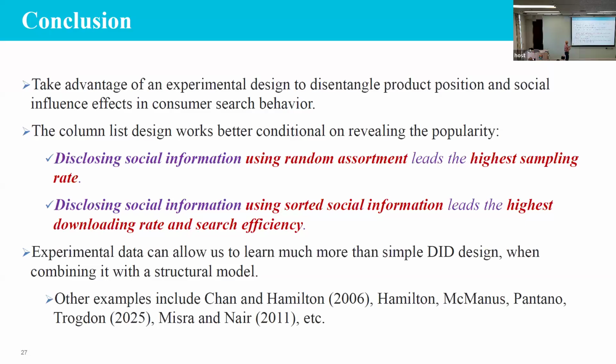And you might be able to see that data not designed for that initial purpose can actually give you a lot of information. And in this particular case, it allows us to learn a lot more about how consumers search. Now we have 2 learning points here, 2 particular conclusions. One is that disclosing social information using random assortment will lead to a higher sampling rate, but disclosing social information using sorted social information will lead to the highest download rate and search efficiency.